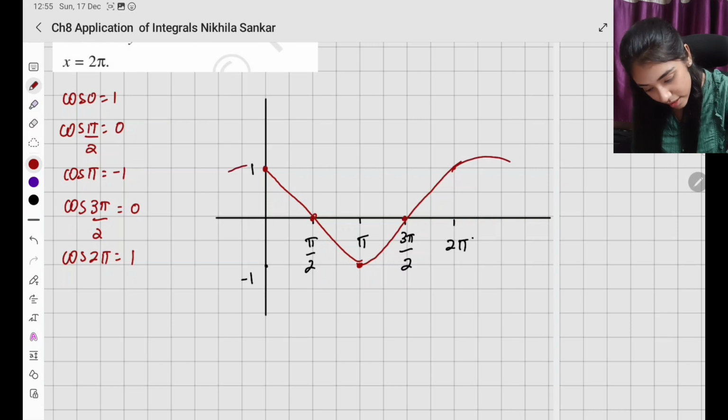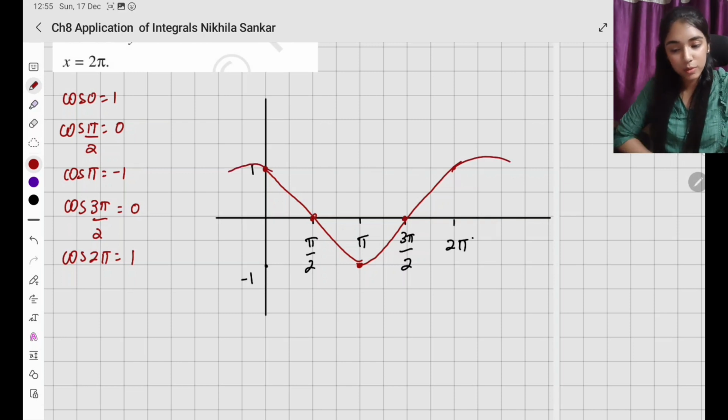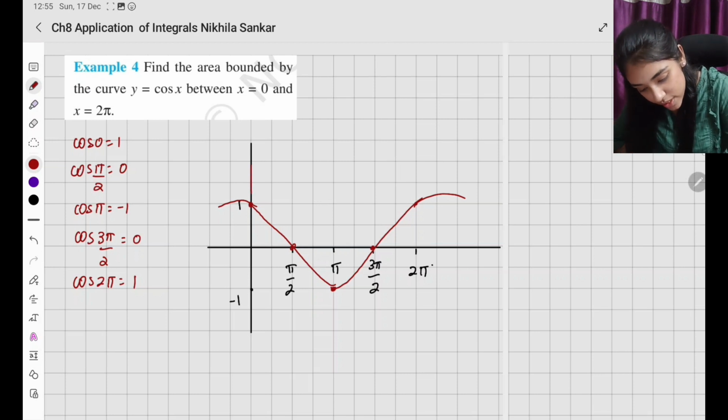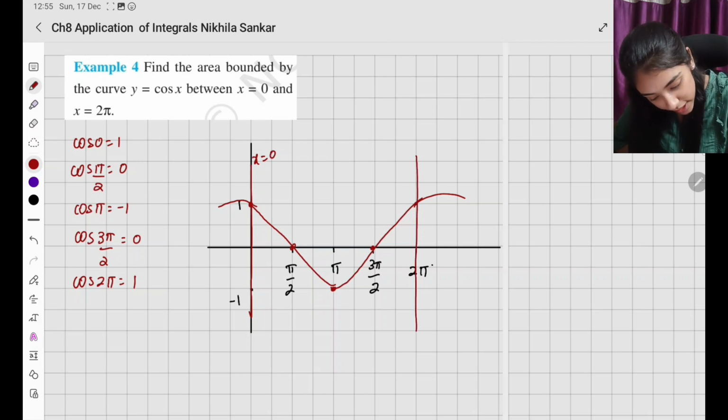So this is how my graph looks. With a curve, it looks like a curve. Now what are they asking? Find the area bounded by the curve y equals cos x between x equals 0 and 2 pi. Where is the line x equals 0? It is here. It is parallel to the y axis. So x equals 0 is this and x equals 2 pi is going to be this particular line.